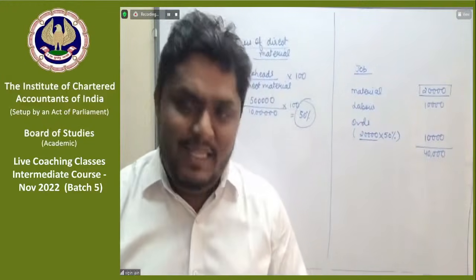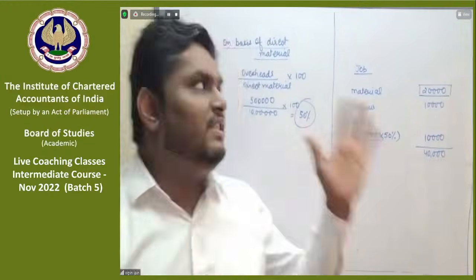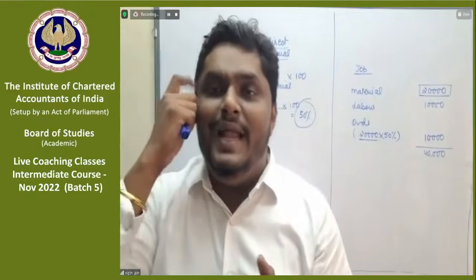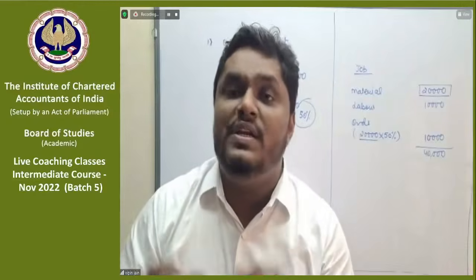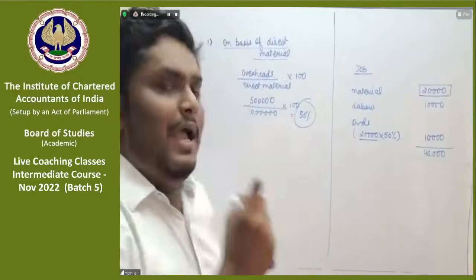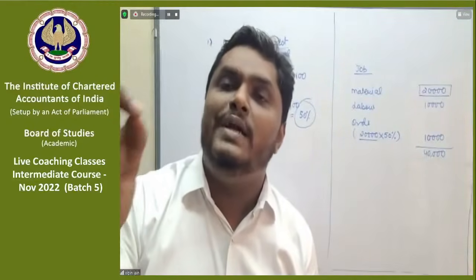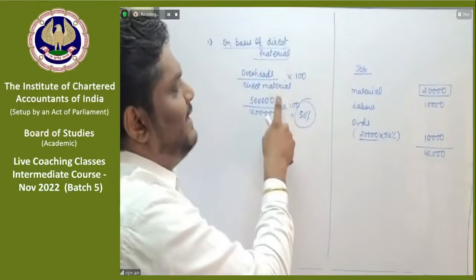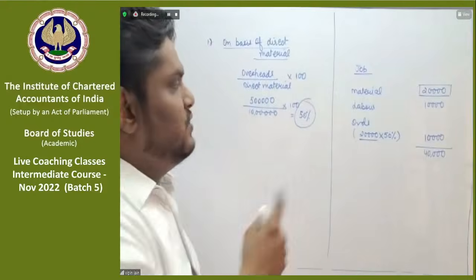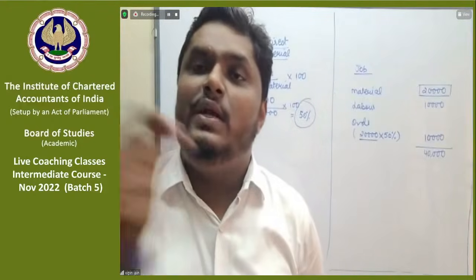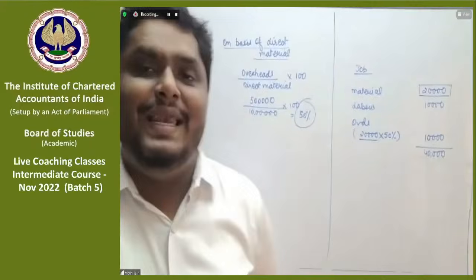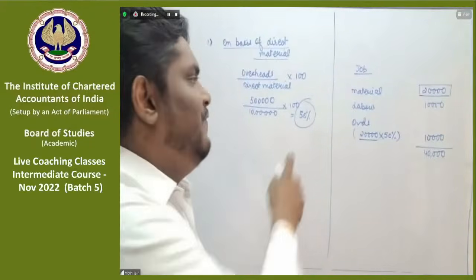I repeat again, there are various methods of absorption, wherein the first method is on the basis of direct material. In that case, we calculate the absorption rate in percentage. That is, how much percentage of overheads are incurred for direct material. So the total overheads divided by direct material into 100. Let's take an example wherein the total overheads are 5 lakh, the total material is 10 lakh, into 100. So this will be 50%.